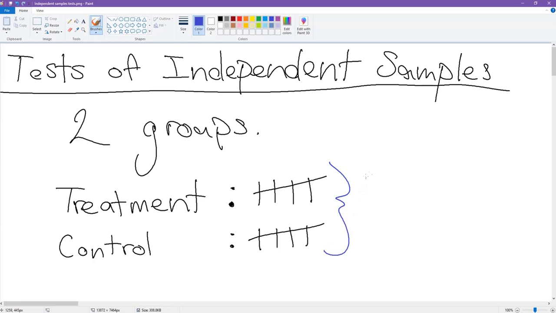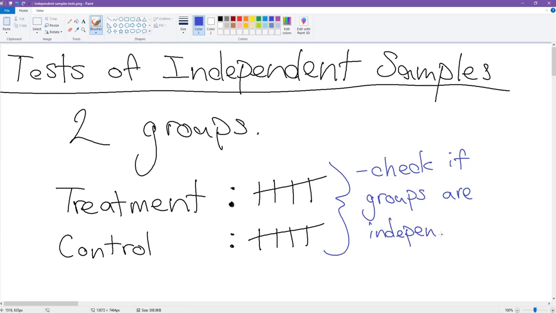So one of the things that we really need to do ahead of time is check. Maybe you have a research question that you've been given during an assignment, or maybe you're trying to develop some sort of project yourself, but you have to check if your groups are independent. That's one of the first things you want to consider whenever you're doing an independent samples test. There are a bunch of different types depending on whether you have population or sample information. I'm just going to go over the sample information one because we rarely have population information.